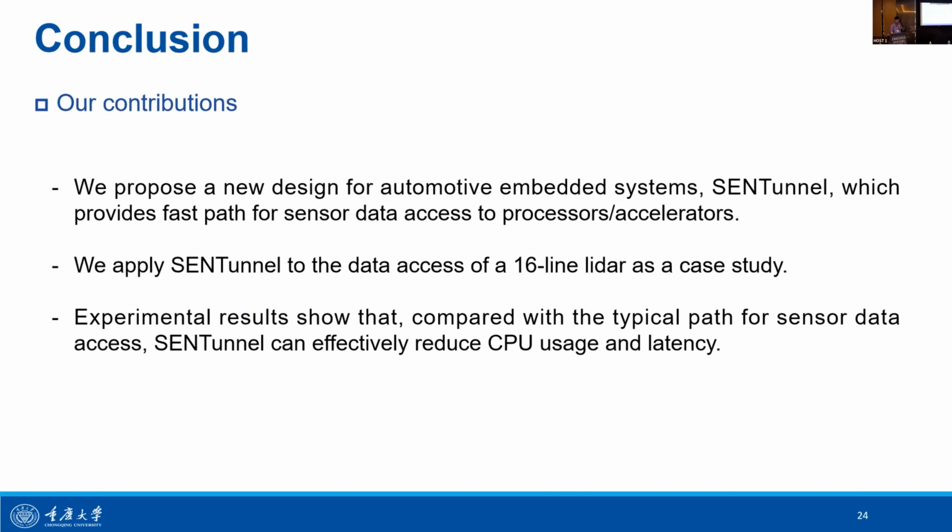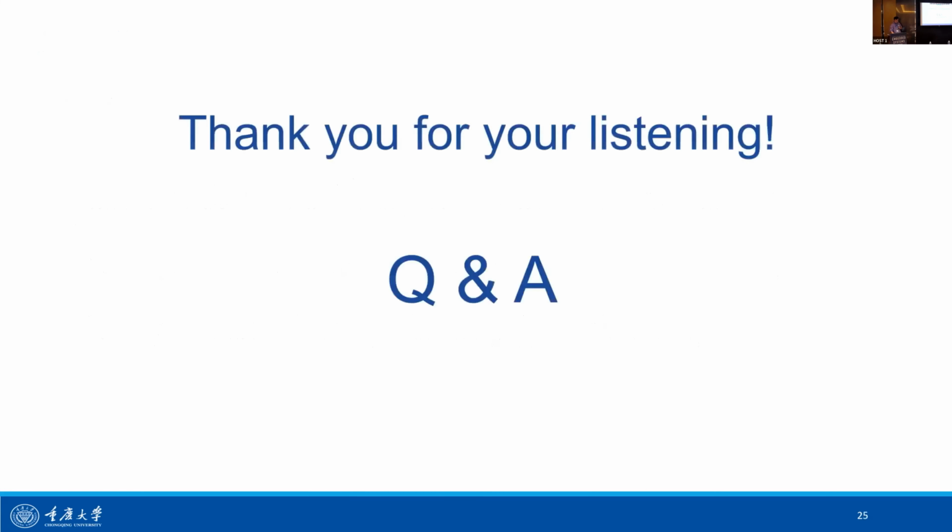We propose a new design for automotive embedded systems, Centano, which provides a fast path for sensor data access to processors and accelerators. We apply Centano to the data access of 16-line LiDAR as a case study. Experiment results show that compared with a typical path for sensor data access, Centano can effectively reduce CPU usage and latencies. So that's all the content of my presentation.